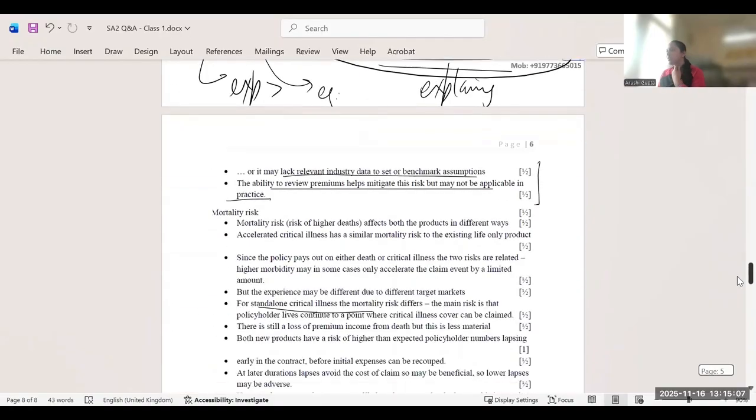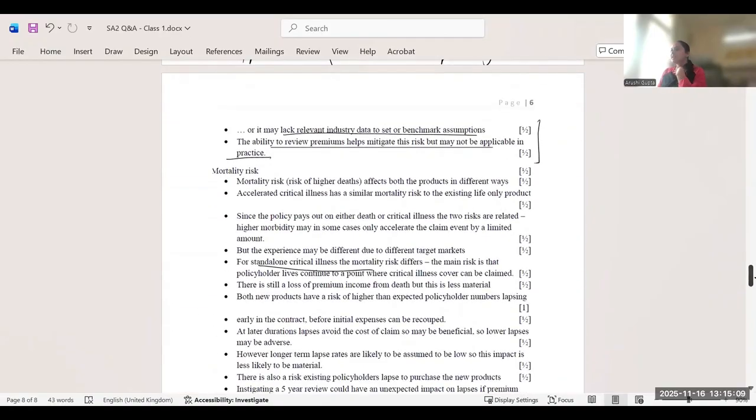Okay. Then they say mortality risk. So they explain that it's a risk of higher deaths. They wrote it in brackets, but explained what the risk means. Then they said it will affect both products in different ways. So this you can read.